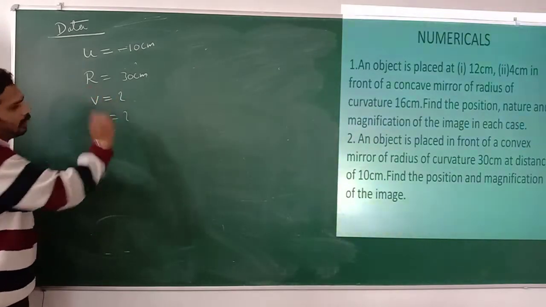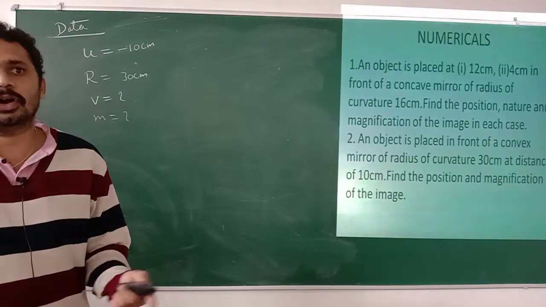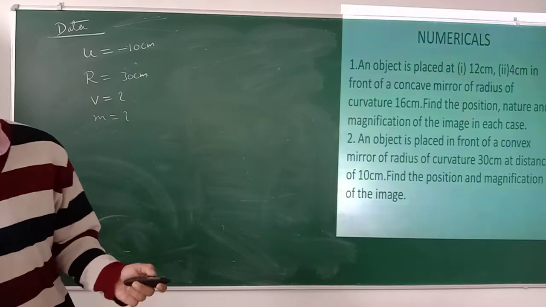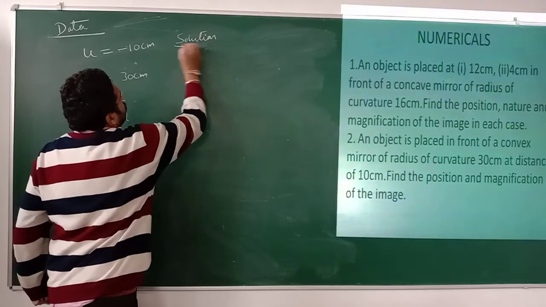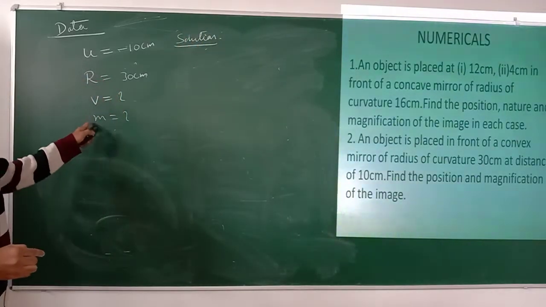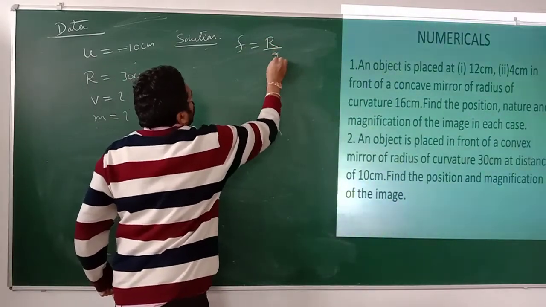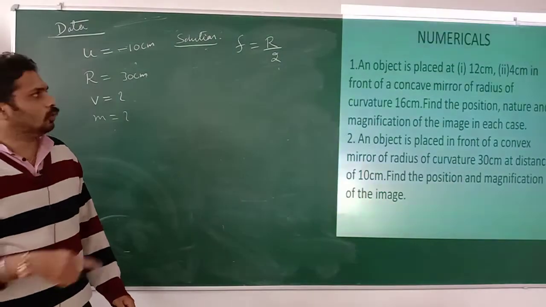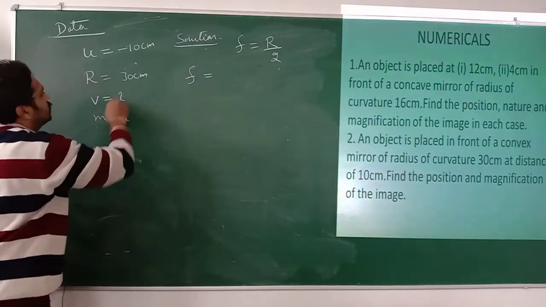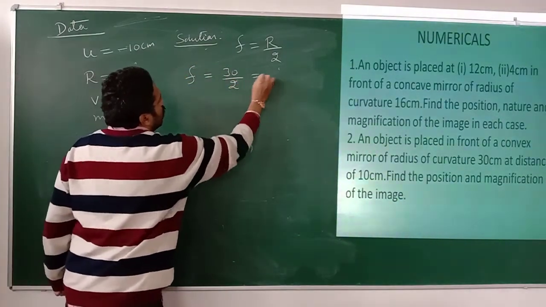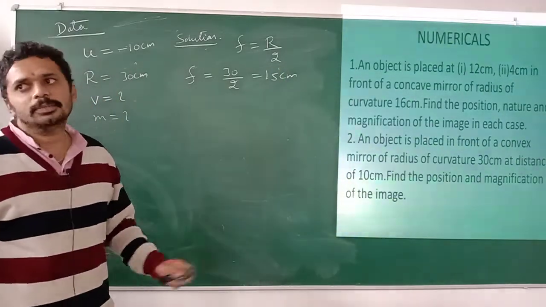To find the magnification, we know that in a convex mirror the magnification is less than 1, because we get a virtual and diminished image in a convex mirror. Now the solution. First we have to calculate the focal length by using R. F is equal to R by 2. Focal length is equal to half of the radius of curvature. R is 30, and 30 divided by 2 is equal to 15 centimeter. Focal length is positive for a convex mirror.